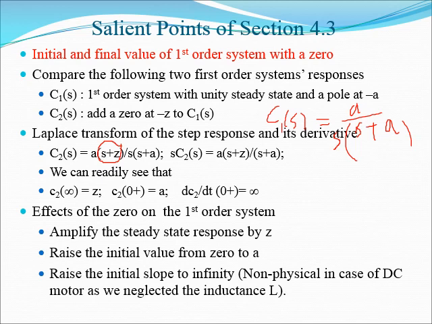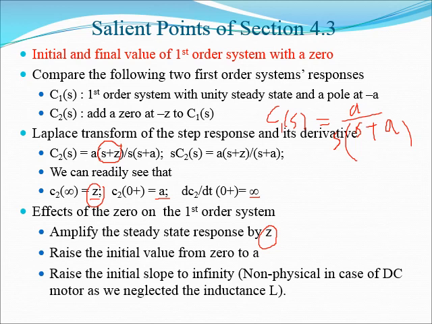Now by using the initial and the final value theorem of the Laplace transform, we get C2 infinity equal to z, and C2 0 is a, and the derivative at 0 is infinity. So by adding a zero, we have three different results as compared to without a zero. These are the effects of the zero on the first order system. First, we amplify the steady state response by z. It should have been 1 here if there was no zero. Now it is z. So if z is 2, the response will settle down to 2. If it is 3, the response will settle down to 3.